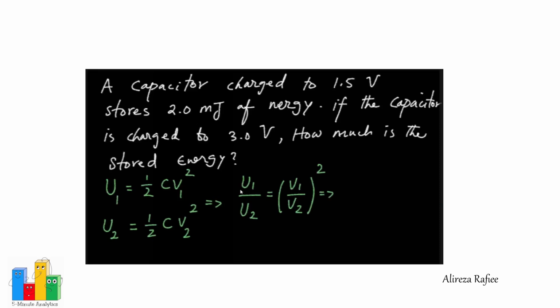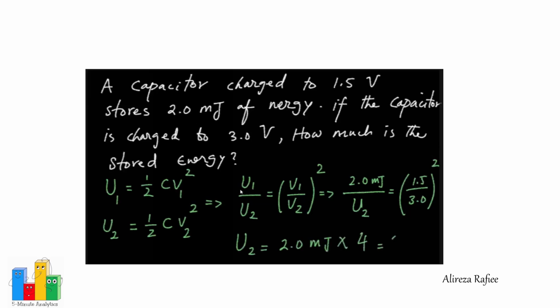At condition 1, we have 2.0 millijoules of energy. We want to know what is the energy at the second condition. The ratio of the voltage is 1.5 to 3 to the power of 2. 1.5 divided by 3 is 1/2. So I will have 1/2 to the power of 2. That's 1/4. So U2, I'm going to isolate for it, would be 2.0 millijoule times 4, which will give me 8 millijoules of energy stored on this capacitor.